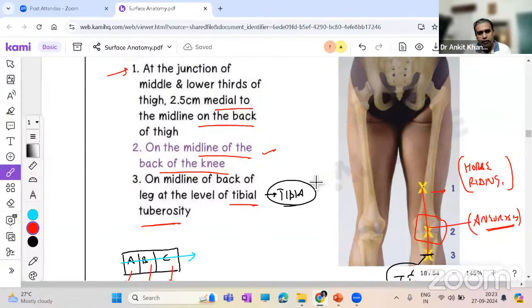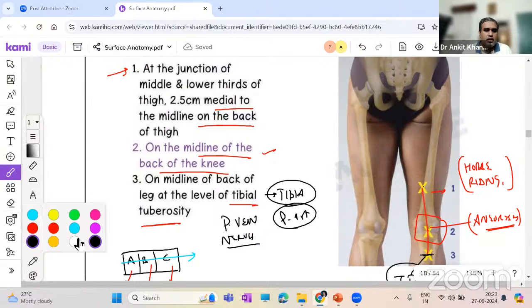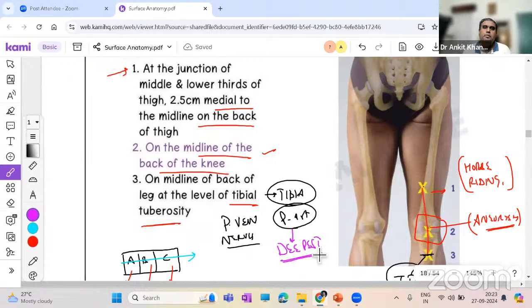Can we palpate it? Should be your next question. Yes, you can definitely palpate it. But remember, in this popliteal fossa, there are other structures also, like the popliteal vein. There are different nerves like the tibial nerve, and there's the popliteal artery. Now, out of all these structures, understand that this popliteal artery, which we are talking about right now, is the deepest lying structure in the popliteal fossa.